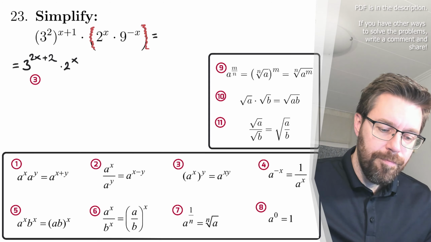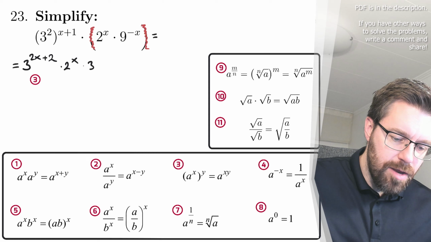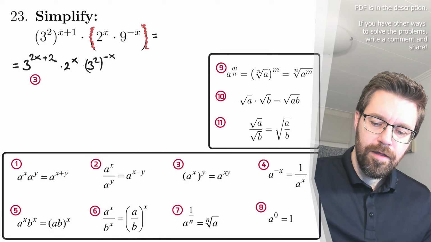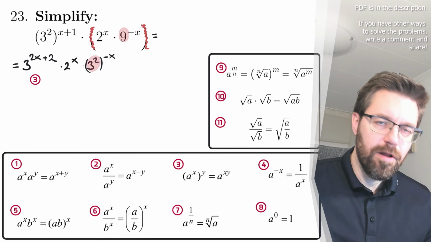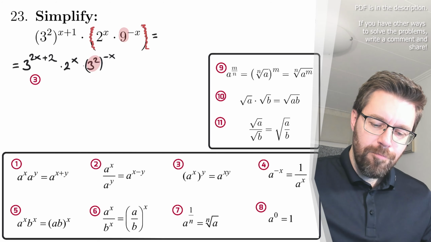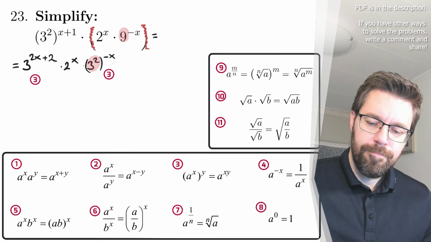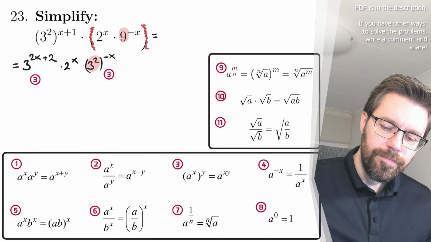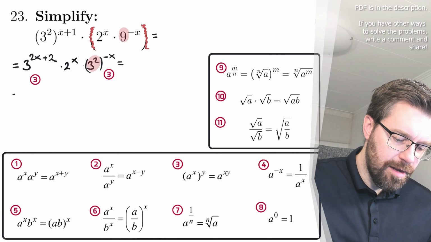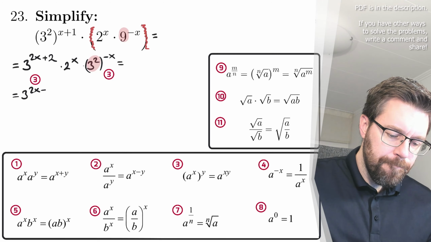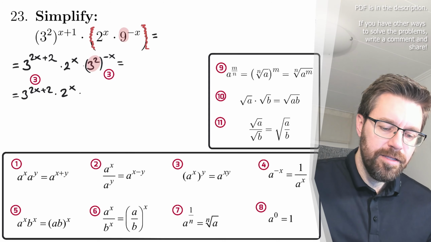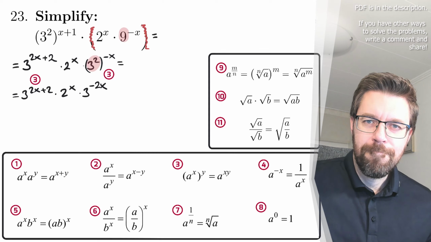So the number 9, I write it like this: 3 raised by 2 and then raised by minus x. So this base equals this. And then we can use rule number 3 again here to multiply these exponents to each other. And then we get like this: 3 raised by 2x plus 2 times 2 raised by x and times 3 raised by minus 2x.